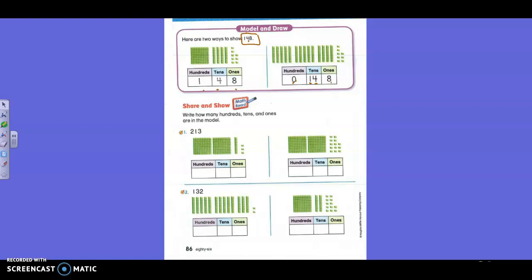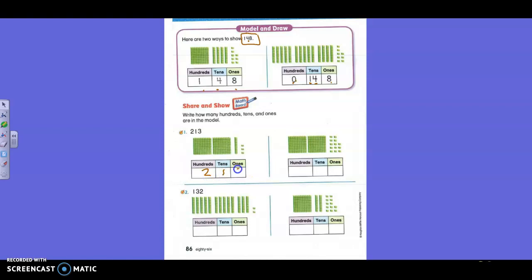What is your question? I noticed that the 2 numbers on the bottom, they have the same numbers, but in different order. Okay, let's look. So let's do number 1. It says, write how many hundreds, 10s, and 1s are in the model. How many hundreds are in number 1? 2. How many 10s? 1. How many 1s?